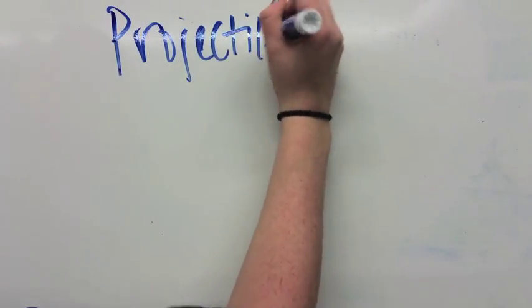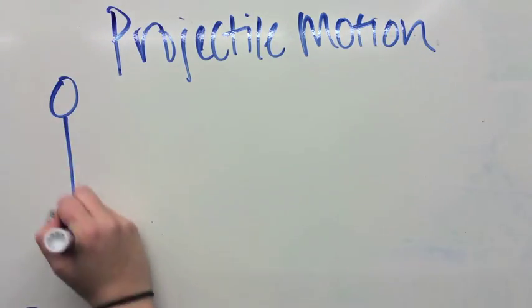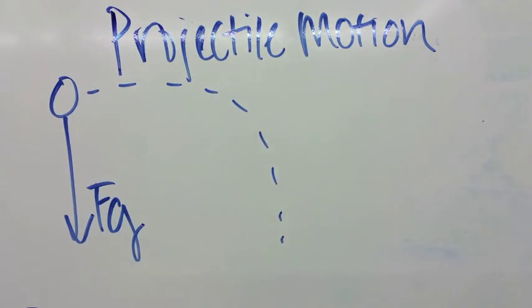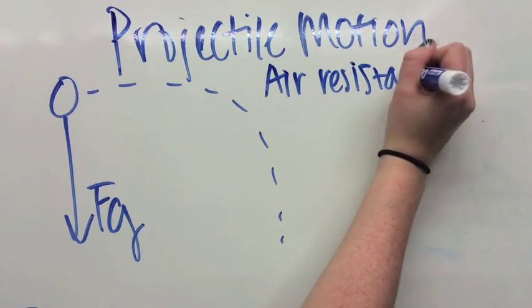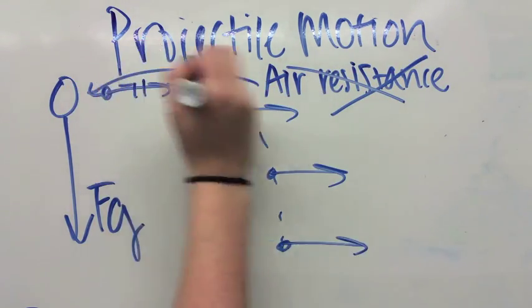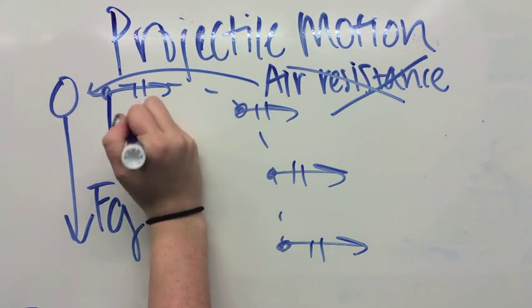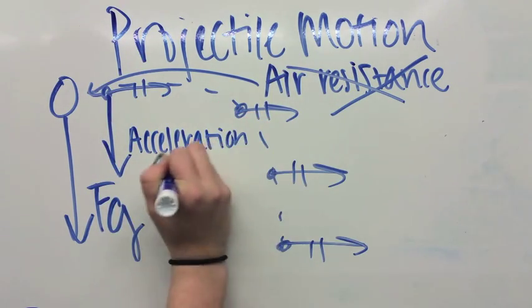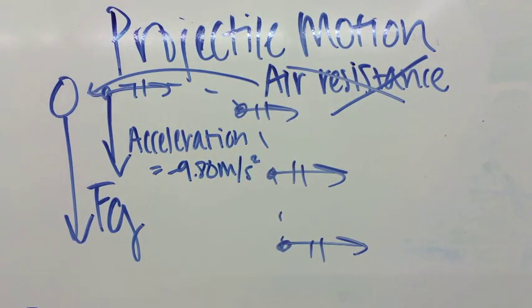Projectile motion is when an object experiences only gravity acting upon it. In other words, air resistance is negligible. With air resistance considered negligible, the horizontal velocity of the object remains constant throughout the entire path. Vertical motion is acted upon by the acceleration due to gravity, negative 9.80 meters per second squared.